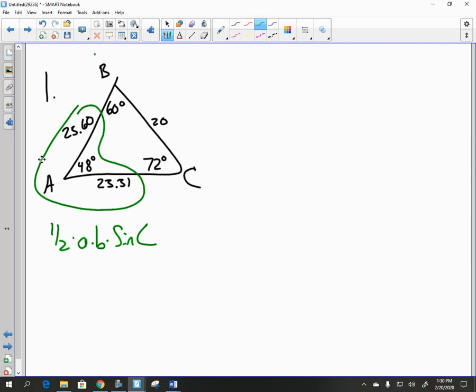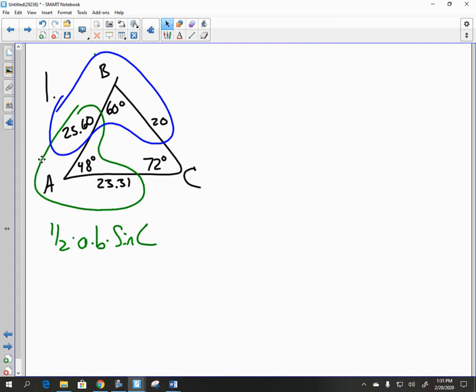See what you get. This group in the middle here, I want you guys to do the blue one. Take 1/2 times 20 times 25.60 times the sine of 60 and see what you get. And this group over here, you guys do the red. Take 1/2 times 23.31 times 20 times the sine of 72 and see what you get. When you get an answer, compare it with somebody. Make sure you come out with the same. Go.